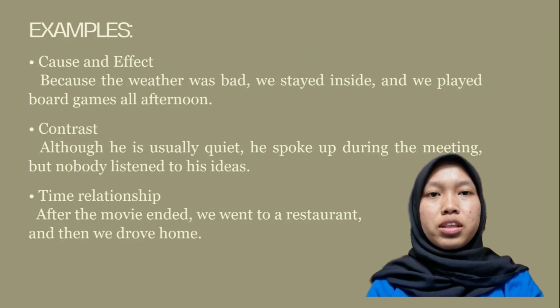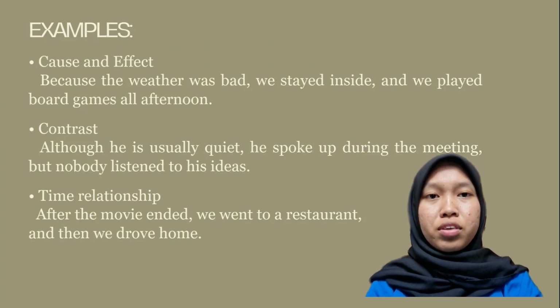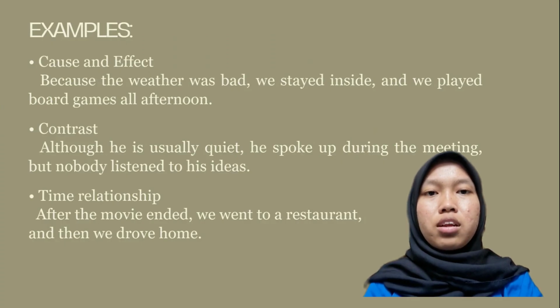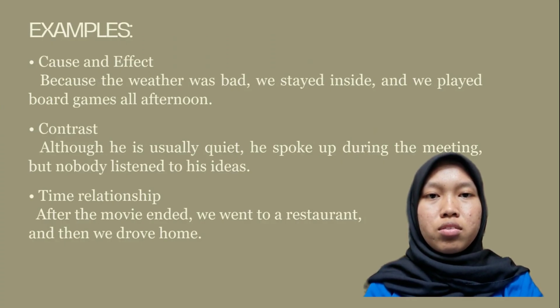Example 3, showing time relationship. After the movie ended, we went to a restaurant and then we drove home. Function: establishes a sequence of events, movie ending first, then going to a restaurant, and finally driving home. Grammatical pattern: dependent clause, after the movie ended. Independent clause 1, we went to a restaurant. Independent clause 2, then we drove home. Conjunction used: after, subordinating, and, coordinating.